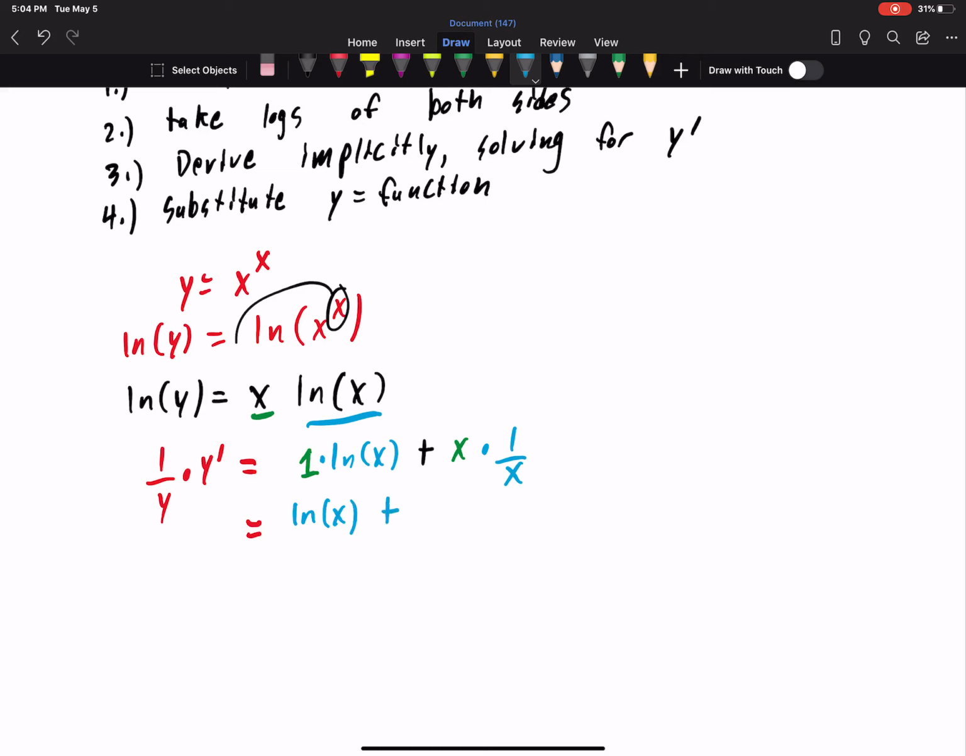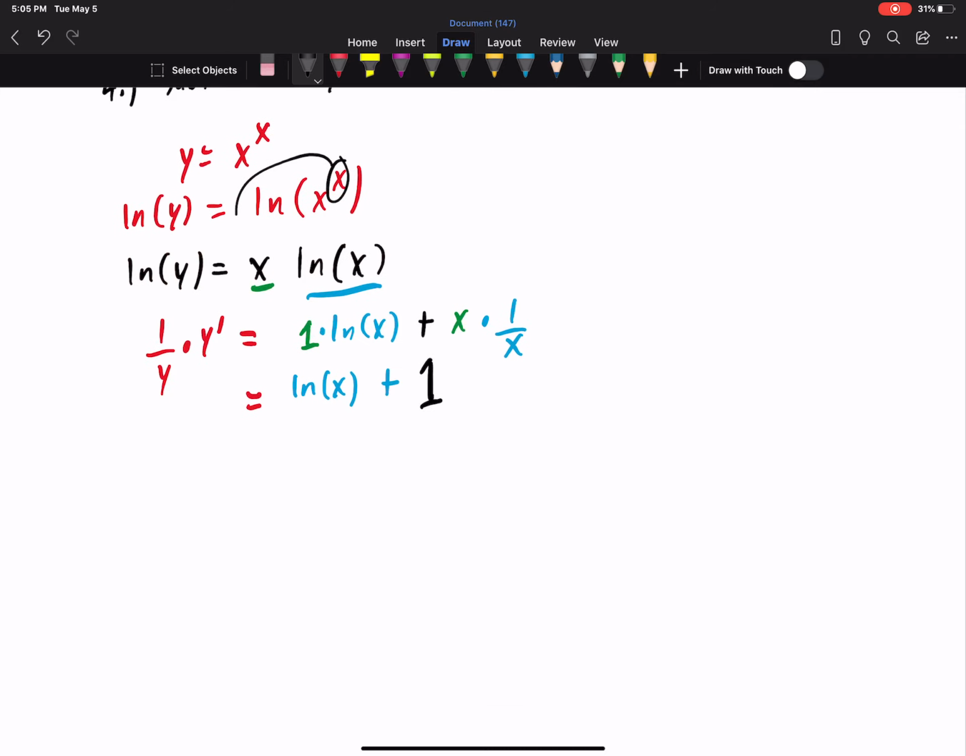And then we have x times 1 over x. So that's just x over x, or 1. So you have x over x, but that cancels out just to give you 1. If I could scribble it out. Okay, there we go. Plus 1. Well, that's nice. All right, and then our goal is to find y prime, right?